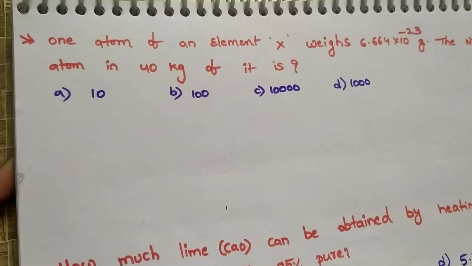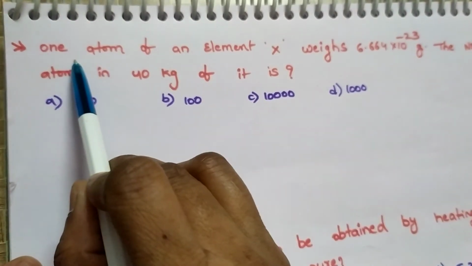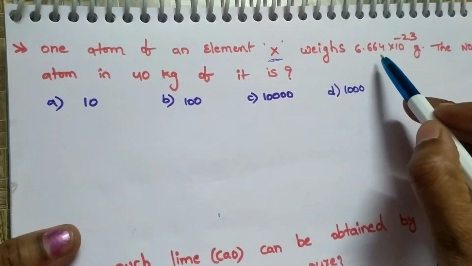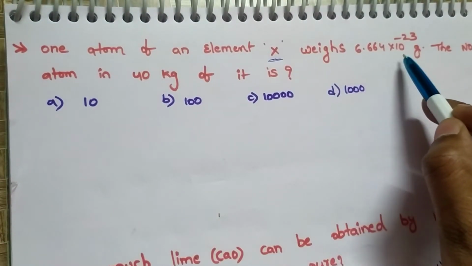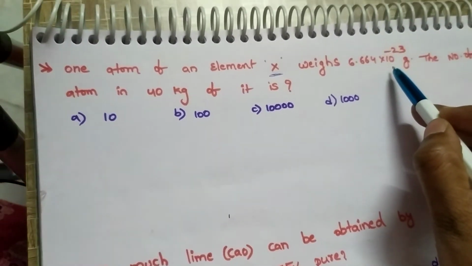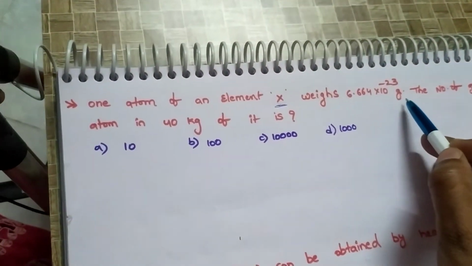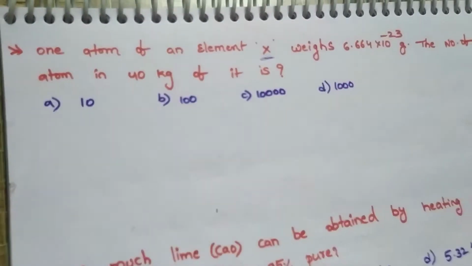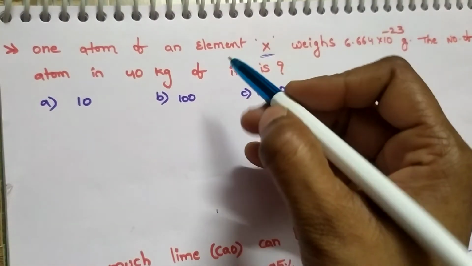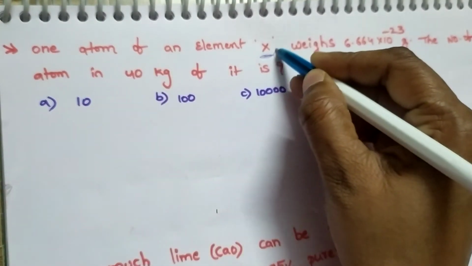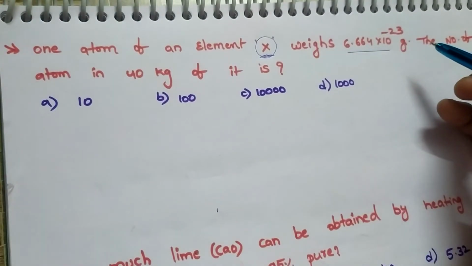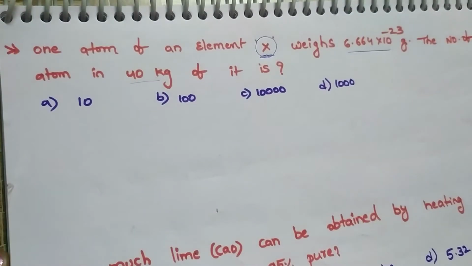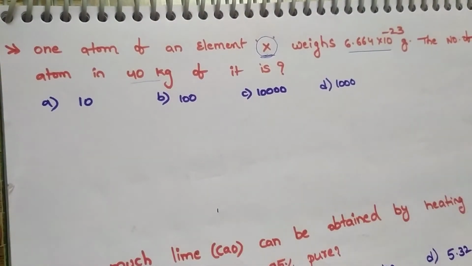Now come to the first problem. See here, one atom of an element X weighs 6.64 into 10 to the power of minus 23 grams. Then the number of gram atoms in 40 kg of it is. So he is asking: one atom of element X weighs this much, then in 40 kg, how many gram atoms will be present?